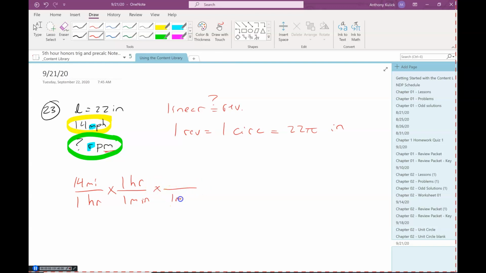So I know that 1 mile is 5,280 feet. And I know that 1 foot is 12 inches. And then I know that 22 pi inches is 1 revolution. So if I look here, hours will cancel, miles will cancel, feet will cancel, inches will cancel, and I'm left with revolutions per minute. So all I'm left to do is to plug that stuff into my calculator to get my answer.